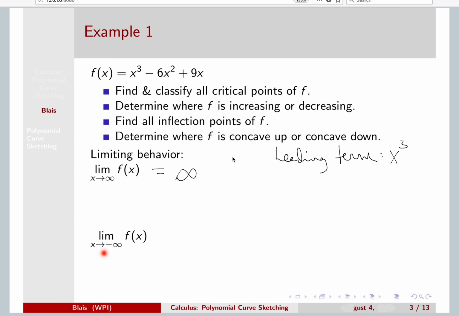As x goes to minus infinity, we have a large negative number raised to an odd power, which will be negative, so the function is taking off to minus infinity. Okay, so that gives us our limiting behavior.